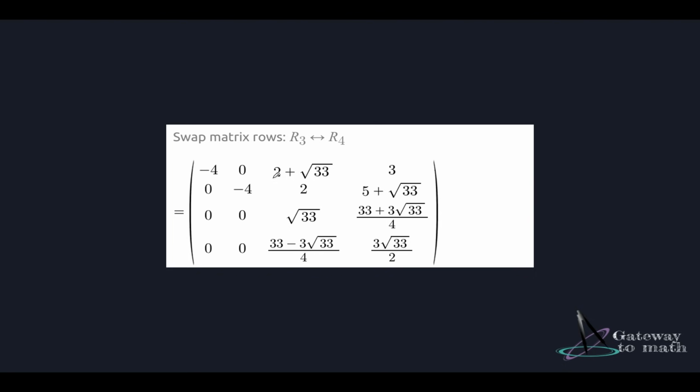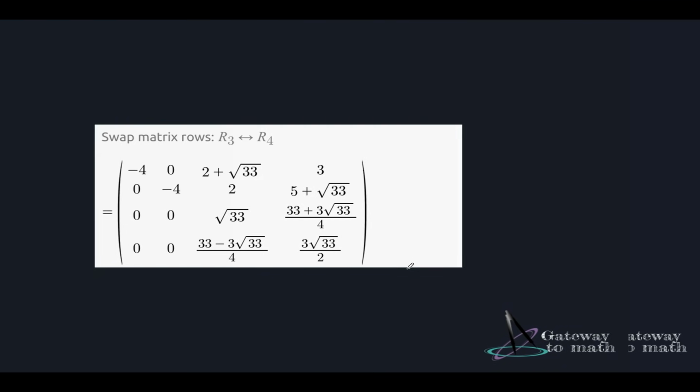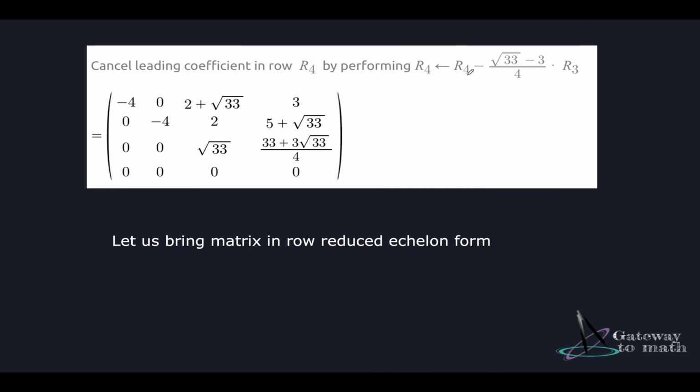Next operations, again swapping between R3 and R4. So the new values equal 0, 0, under root 33, 33 plus 3 under root 33 by 4, 0, 0, 33 minus 3 under root 33 upon 4, 3 under root of 33 upon 2 respectively. Next operations on R4 minus under root of 33 minus 3 upon 4 times R3. So the new value that we have on R4 equals all zeros.